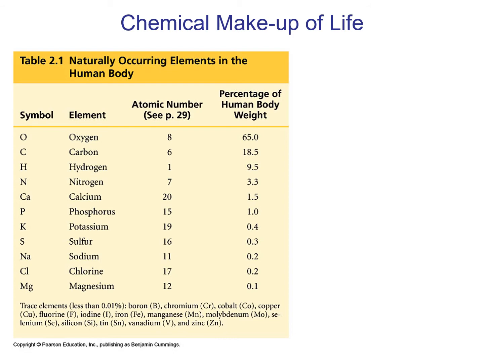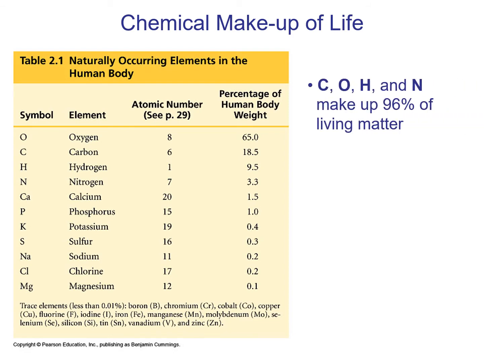So after oxygen, we have carbon. After that, we have hydrogen. There is a lot of it. It's attached to most of the organic molecules that you have in your body, and also it is a component of water. And then we have nitrogen, which is found in all sorts of things. It's found in your DNA and RNA. It's found in your proteins. It makes up part of the backbone of your proteins, etc. So carbon, oxygen, hydrogen, and nitrogen together make up 96% of living matter, living cells, and living bodies.